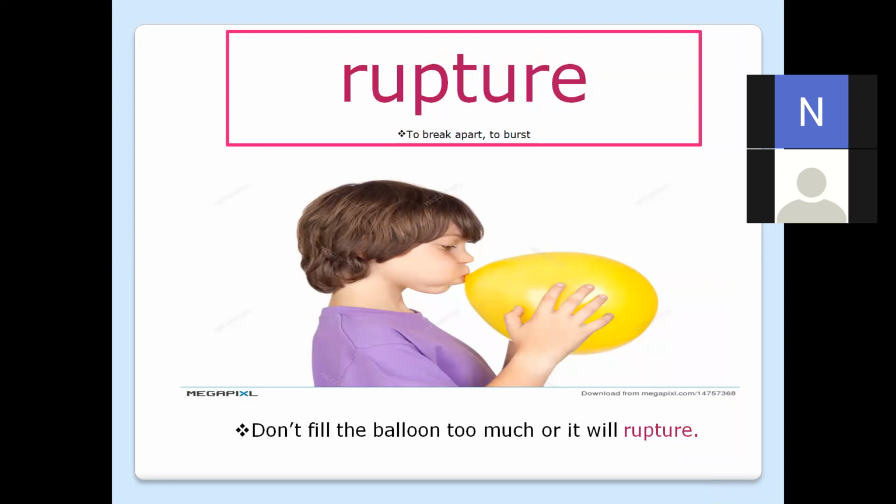Next one, rupture. Repeat, please. Rupture. What do I mean by rupture? To break apart, or to burst. Don't fill the balloon too much or it will rupture.